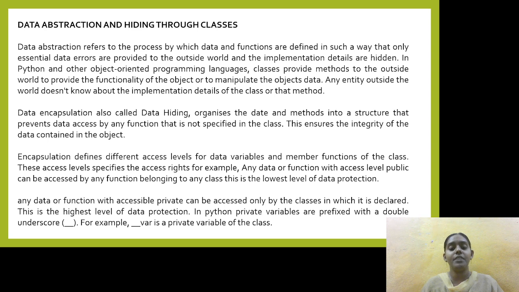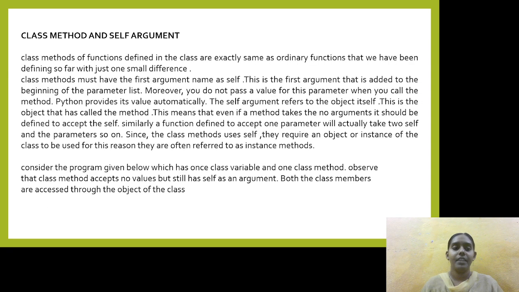In Python, private variables are prefixed with a double underscore. For example, double underscore var, that is variable, is a private variable of that class. And this is a class method and self argument.